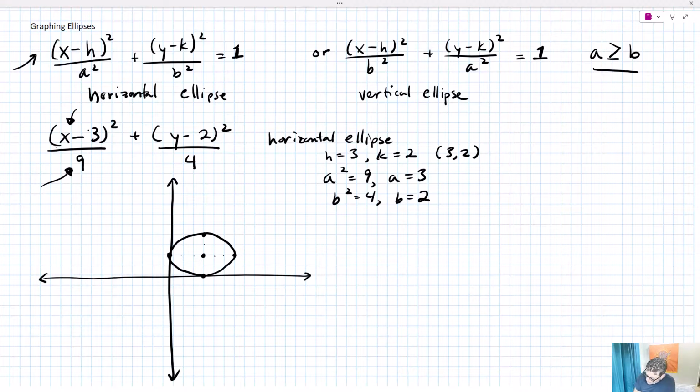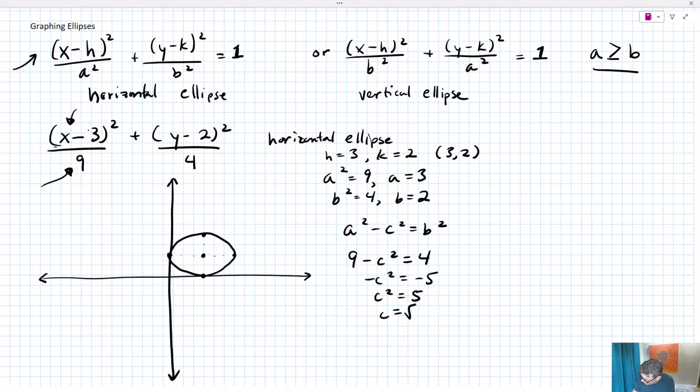And there we go. Now, we may also want to find our foci. So remember that a squared minus c squared equals b squared. So what we get here is 9 minus c squared equals 4. That'll give me negative c squared equals negative 5 when we subtract 9 from both sides. So c squared equals 5, so c is going to equal the square root of 5. And that's just slightly larger than 2. And so there will be our foci. We'll have them basically right about there. So there's our foci.